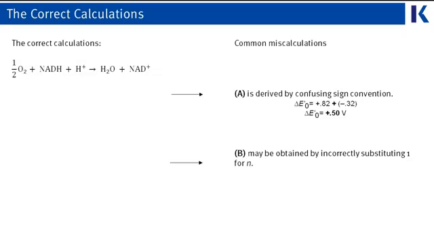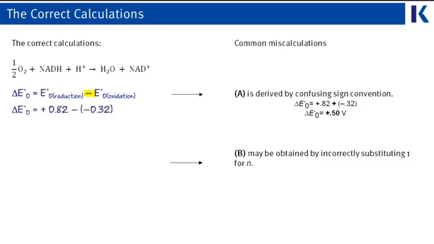To calculate the change in potential for our system, we need to combine the reduction potentials for each half reaction. This is a common place for mistakes. The reduction potential for the oxidation reaction should be subtracted from the reduction potential for the reduction reaction. It's easy to get that confused, and unfortunately, if you do, and then do everything else correctly, you'll end up with the wrong answer, A.